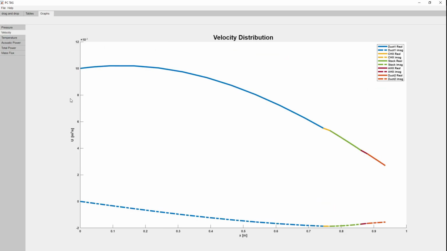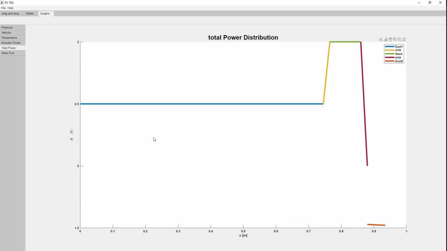Second of all, the velocity. The velocity at the end, at the wall, should be 0 because it is a wall. But here we did not specify it to be 0 in any way, so it is not 0, and that's problem number 2. Third problem is the total power.